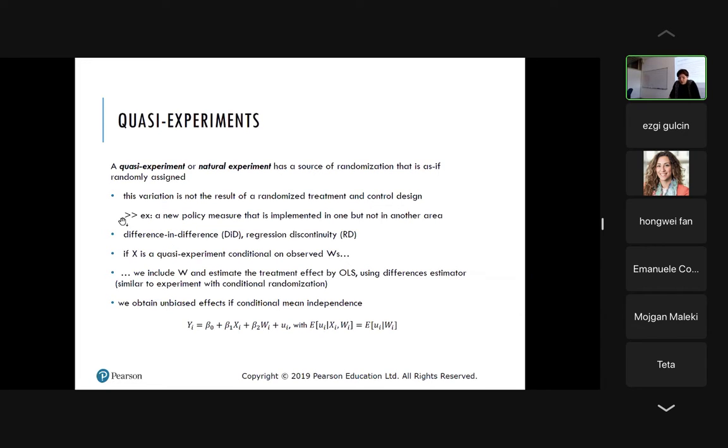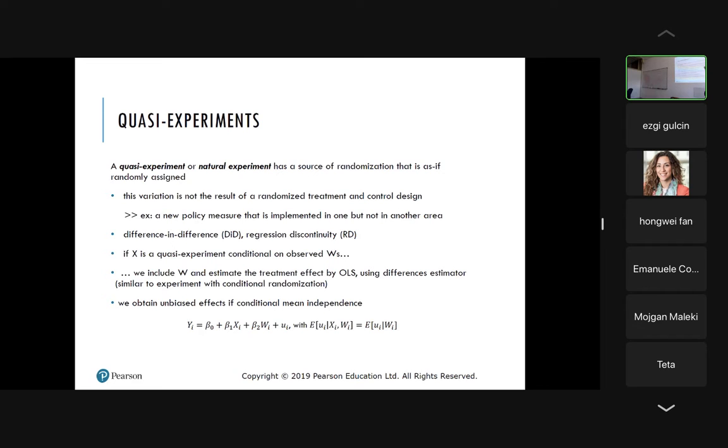And the idea is that they have a source, also called the natural experiment. They have a source of randomization that is as if randomly assigned. So this is not an experiment. We are not in a lab, but there are conditions as if the treatment that we are evaluating is randomly assigned. Okay, so let's think of an example. This could be a new policy measure, an increase in the marginal tax rate in two states, and we compare the treatment group, which will be the state where there has been this increase in the tax rate, to a state where this increase is not there. So this is an example of a quasi-experiment.